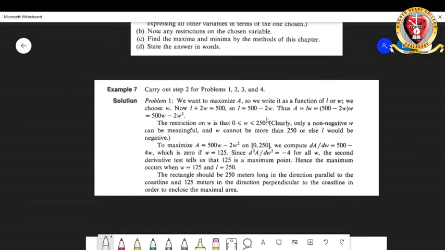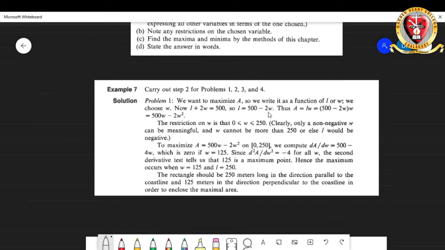And also you have to understand the restriction of W. Here L is given as 500 minus 2W. So consider W to be 250. If you take W to be 250, because 2 into 250 is equal to 500, you get L is equal to 0. If W is greater than 250, then 500 minus that value will become a negative value, but length cannot be a negative value.